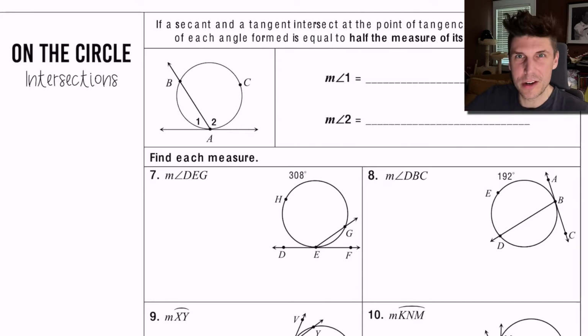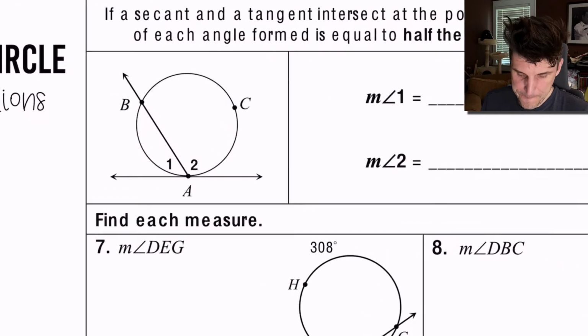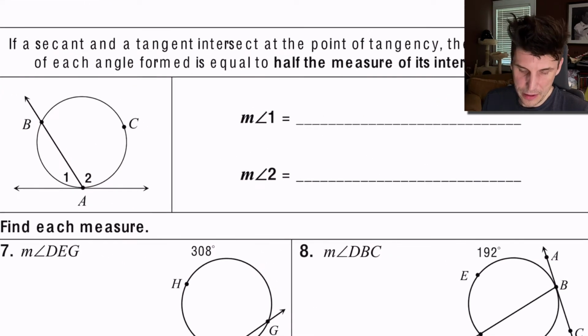There's no sums or anything like that. It's just straight up 1/2. So when you look here, they have the definition. It says, if a secant and a tangent intersect at the point of tangency, then the measure of each angle formed is equal to half the measure of its intercepted arc.